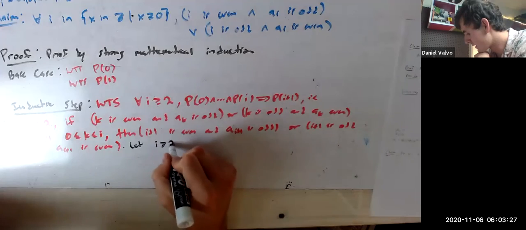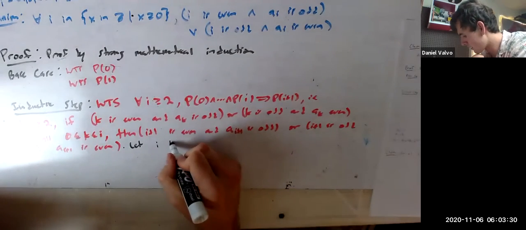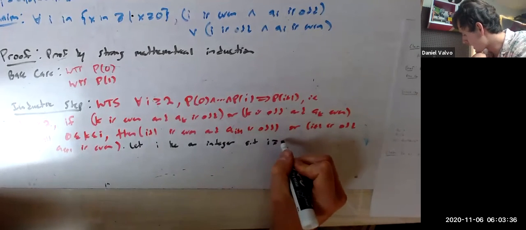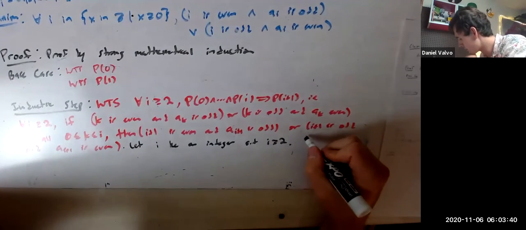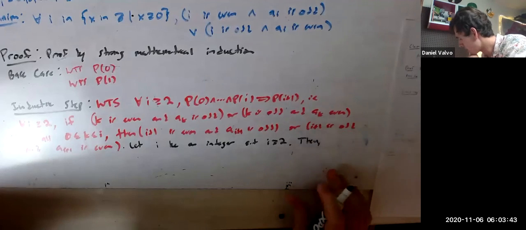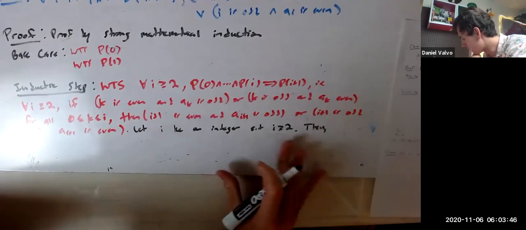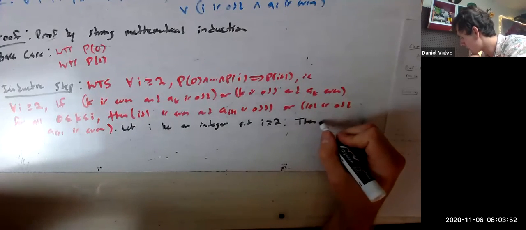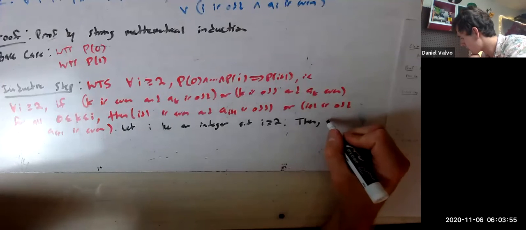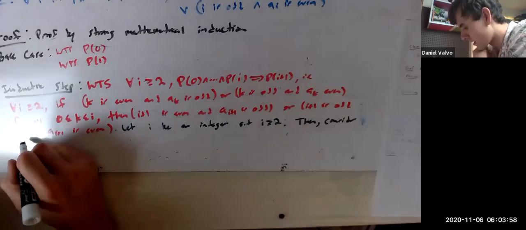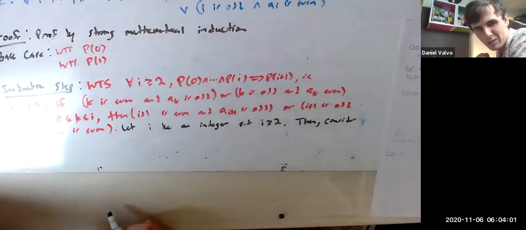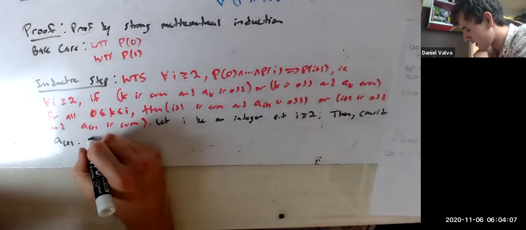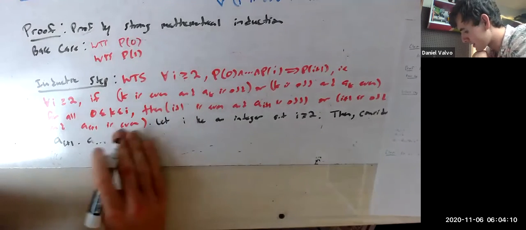Let i be an integer such that i is greater than or equal to 2. Then consider a of i plus 1.